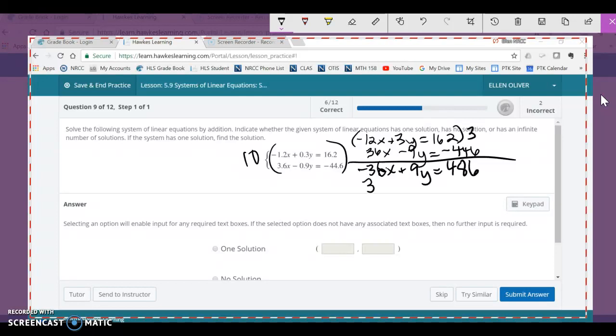And then the other one stays the same, 36x minus 9y equals negative 446. So this left side is 0, right? Because gone, gone. And this becomes 40. So that's a positive. That is a false statement, so there's no solution.